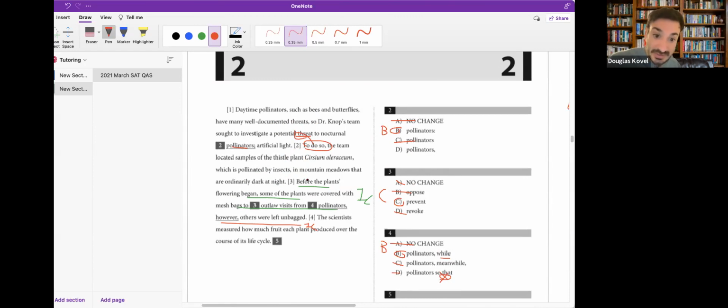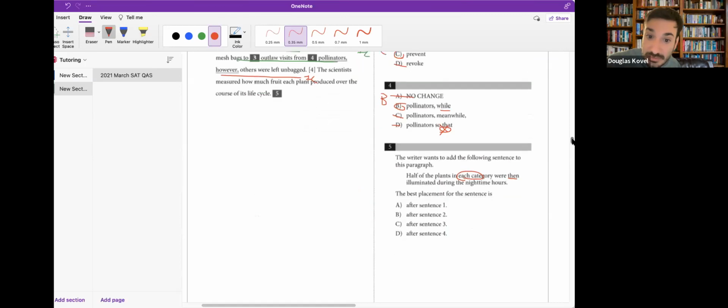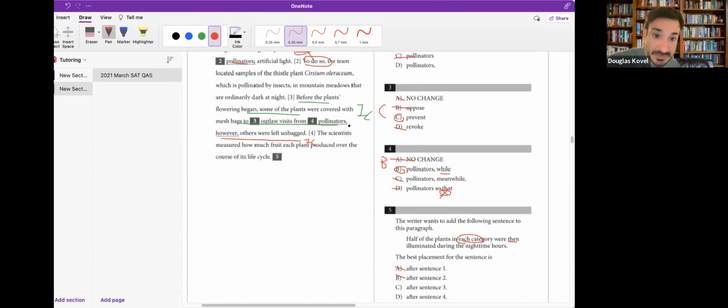But in sentence 3, the sentence we just read to do questions 3 and 4, we learned how plants were divided into 2 categories, right? The bagged ones and the unbagged ones. So I'm thinking after sentence 3 seems like a possible option, but I still want to read sentence 4 just to make sure that it logically would lead into 4. And then 4 says, "A scientist measured how much fruit each plant produced over the course of its life cycle." So that would be a good concluding sentence.